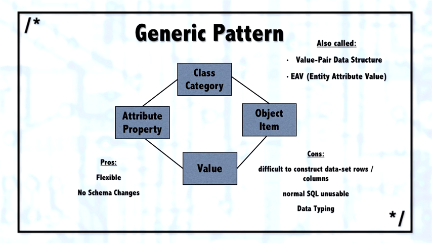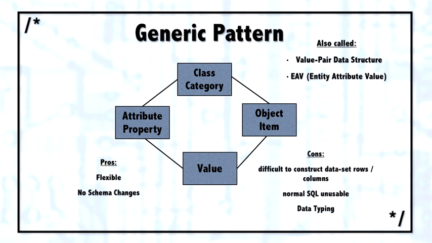As a workaround for that data typing problem, sometimes people will build the generic pattern with a separate value table for each different data type. And although that does give you some data typing, it makes it even that much more difficult to extract out data. So while the generic pattern can seem appealing and can seem very flexible, I don't recommend it.